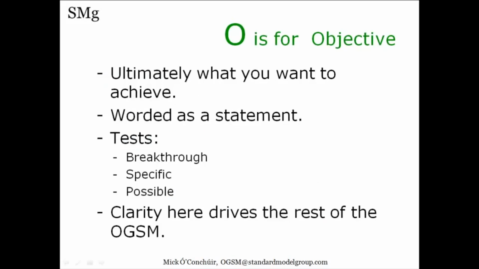O is for objective. The objective in the OGSM is about ultimately what you want to achieve. It's very important that this is worded as a statement. So 10% profit growth is not an objective as far as the OGSM is concerned. Tests for a good objective would be that it's breakthrough, specific, and possible. And clarity here drives the rest of the OGSM. An example may be to become the division that contributes the most to total company profit growth.